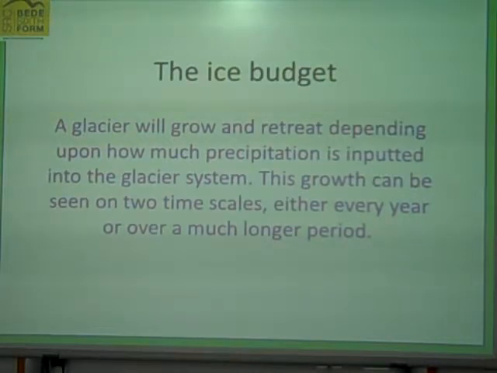One thing that is important with glaciers is the concept of the ice budget. The ice budget is the concept that the glaciers will grow and retreat depending on how much precipitation is inputted. The growth can be seen on two scales. One way to look at it is every year, or another is to look at it over a much longer time period.